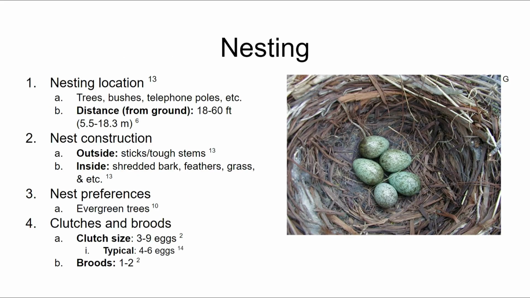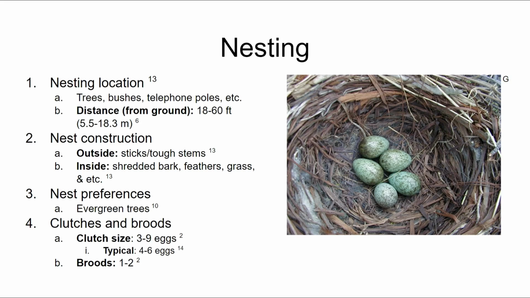Next, where do they make their nests? There are a variety of spots where they make their nest, such as trees, bushes, telephone poles, etc. The distance from the ground to the crow's nest ranges from 18 to 60 feet, or 5.5 to 18.3 meters. What materials do they use for their nests?